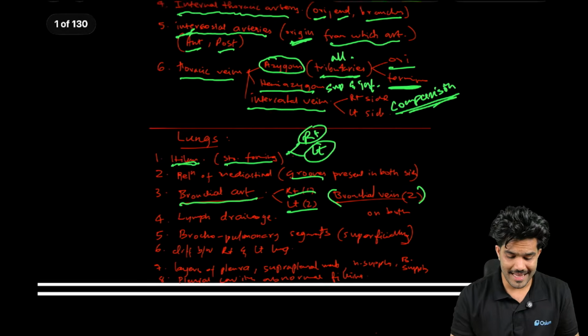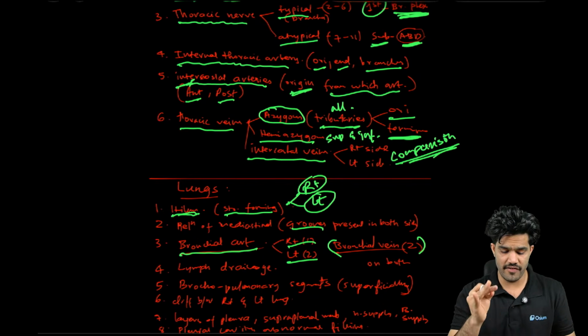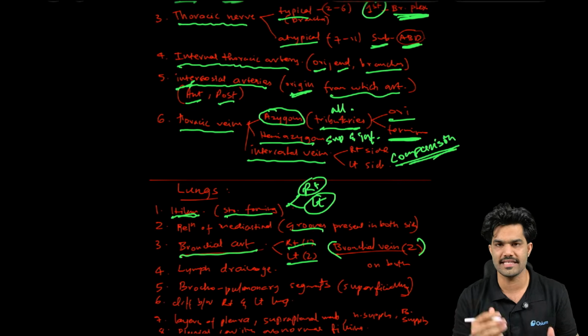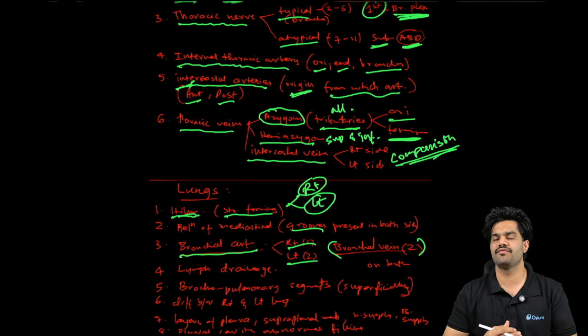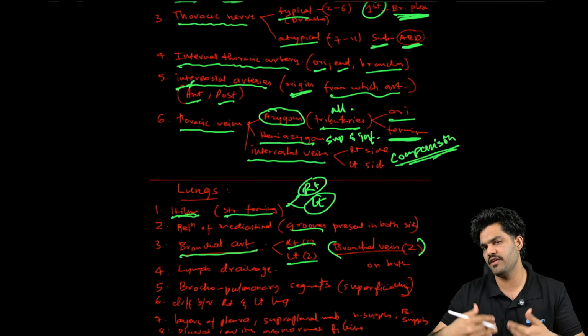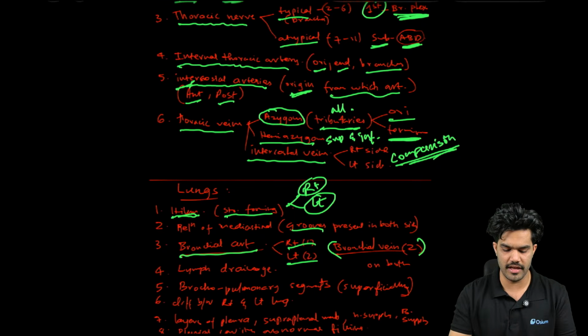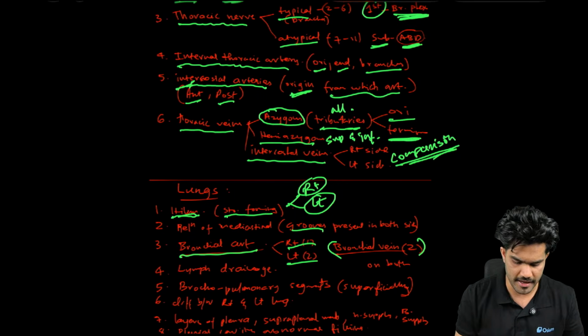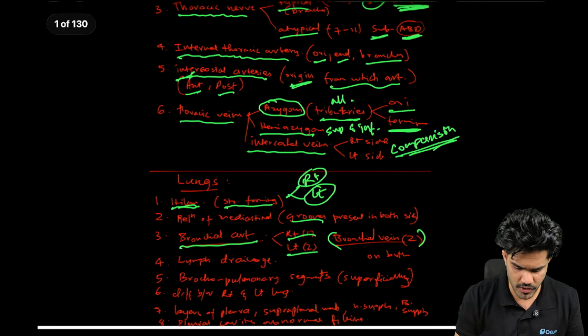Now lymphatic drainage of the lungs is also important. As I said, intrapulmonary lymph nodes will drain to bronchopulmonary lymph nodes, bronchopulmonary will drain to tracheobronchial lymph nodes, and tracheobronchial lymph nodes will drain to paratracheal lymph nodes. So that thing you have to know.